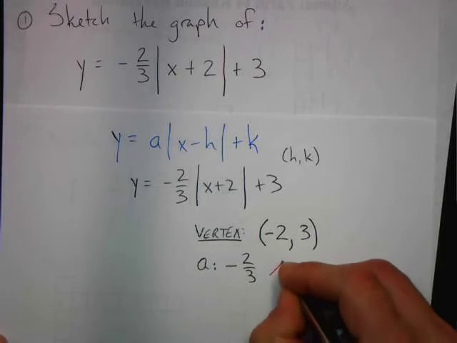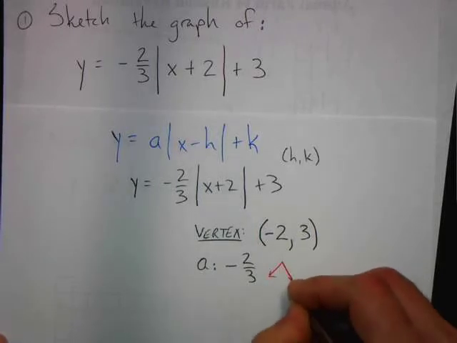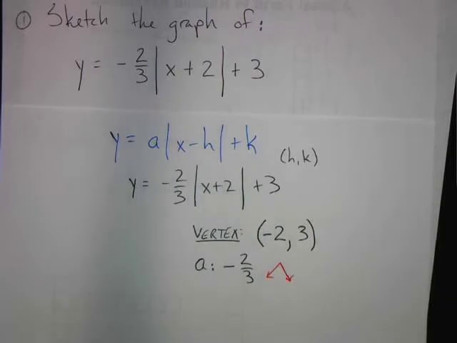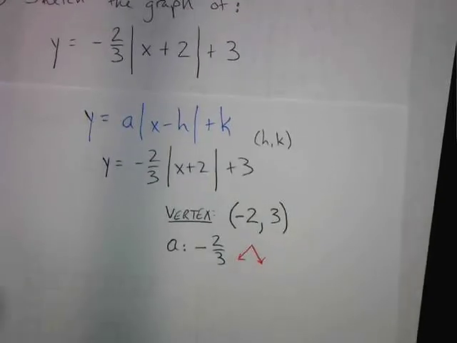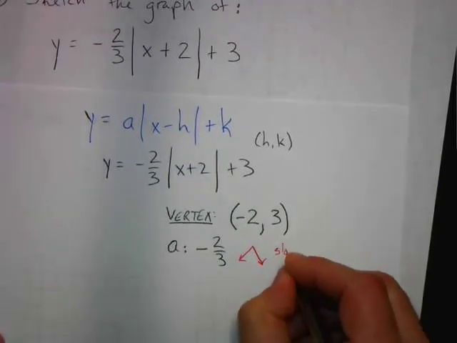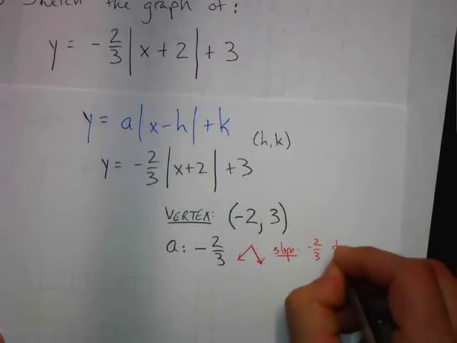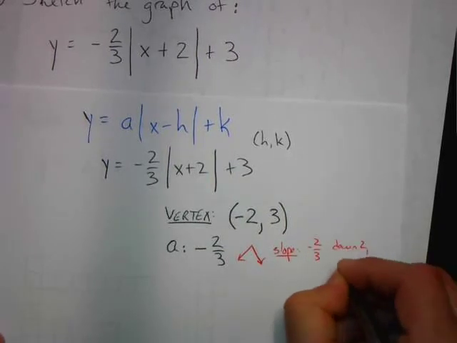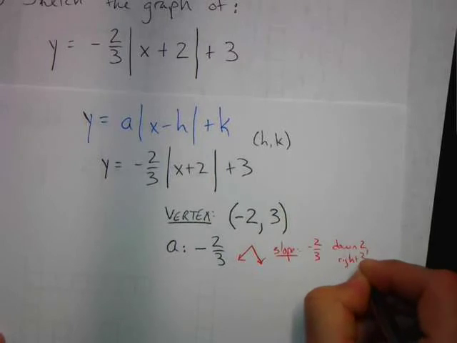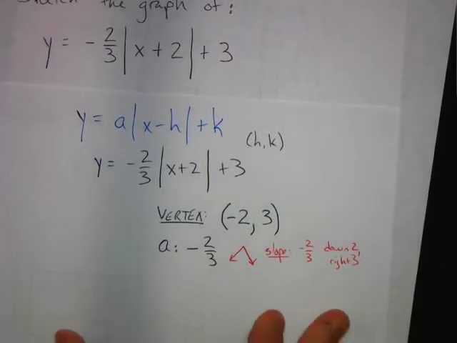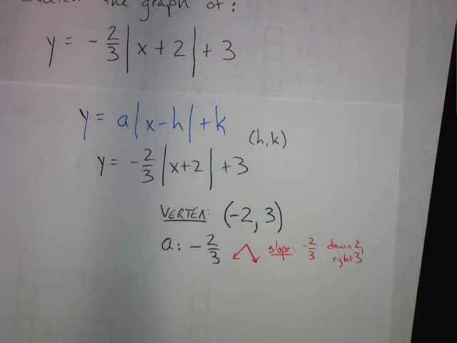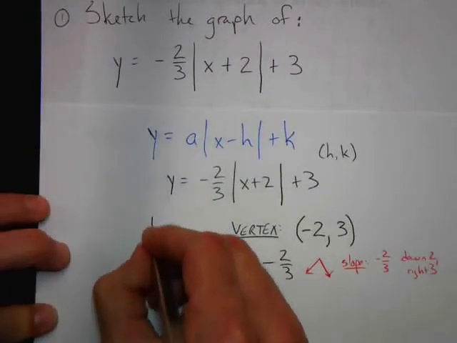Since the a is negative, we already know what the picture is going to look like. It's going to be an upside down V because a is negative. And we also know the slope of -2/3. That means it's going to go down 2 and right 3. Okay, so all that information we can tell from vertex form, and we're ready to graph. That's all we need to sketch our graph. So we can do that.